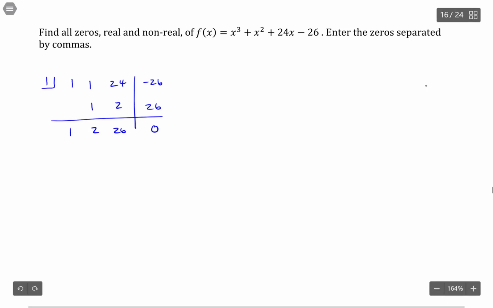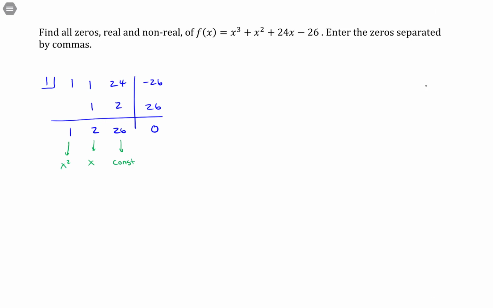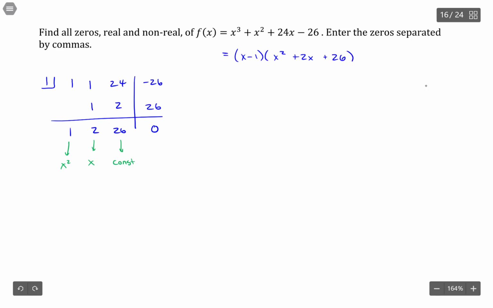So now these are the coefficients of a quadratic whose constant is 26. The linear coefficient is 2. And the quadratic coefficient is 1. So what I'm saying is this function f of x is now factored into x minus 1, so I've changed this 0 to a factor, times the quadratic x squared plus 2x plus 26. Now it's just a matter of handling the quadratic.